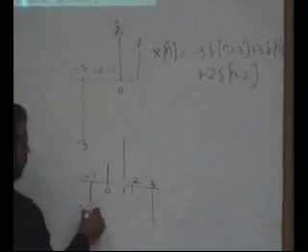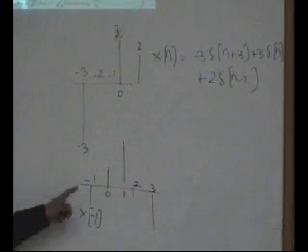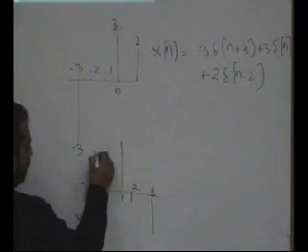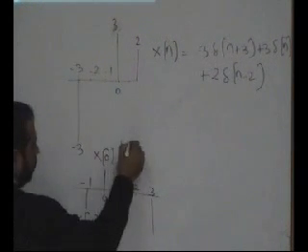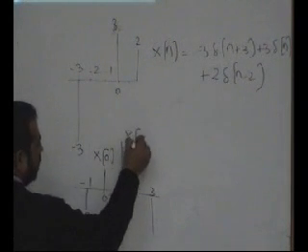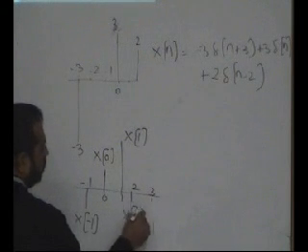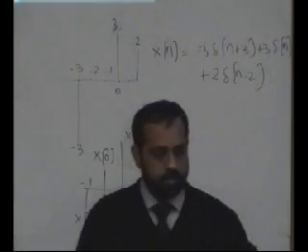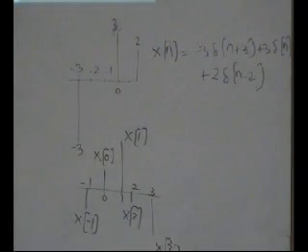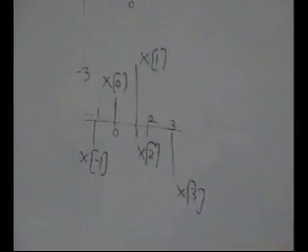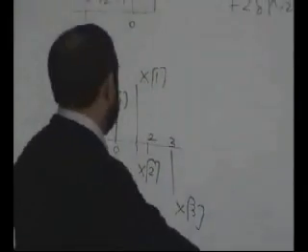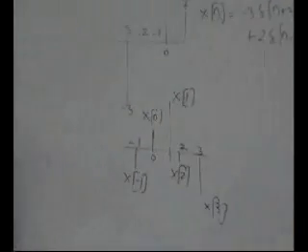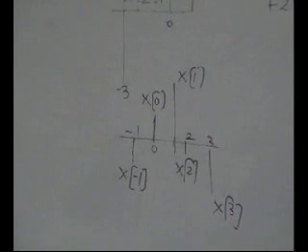The value of the signal at index minus 1 is represented by x of minus 1. The value of the signal at 0 is represented by x of 0. The value of the signal at 1 is represented by x of 1, this is x of 2, and this one is x of 3. So to generalize signal representation, I know that a signal is basically a summation of weighted shifted impulses.